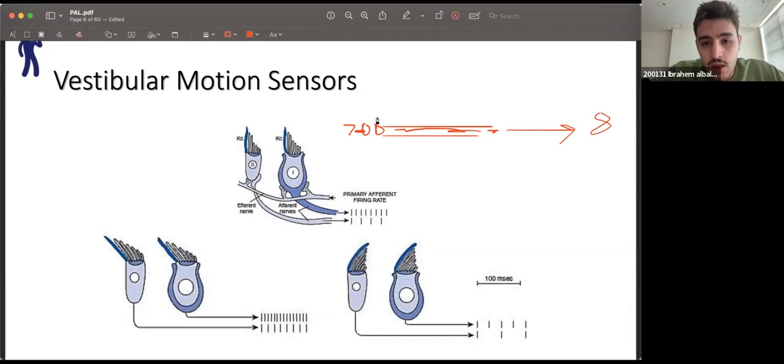Around this canal in the inner ear, you have another area of fluid. You learn this more in head and neck.